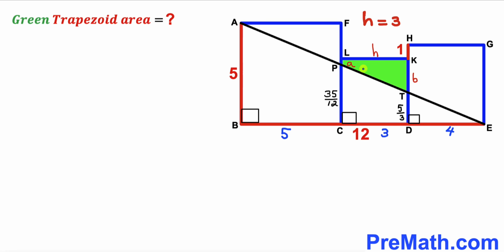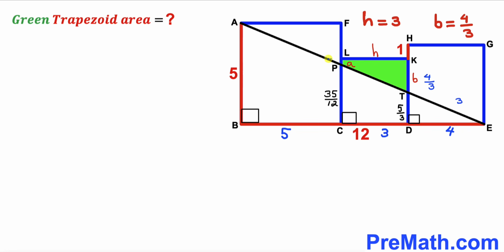And now let's make an observation. Let's focus on this small square. Its side length is 3. So therefore this side length is going to be 3 as well. And we know this segment TD length is 5 divided by 3. So therefore this segment length b is going to be 3 minus 5 divided by 3. And if we subtract, that is going to give us 4 divided by 3. So thus our base b value turns out to be 4 divided by 3.